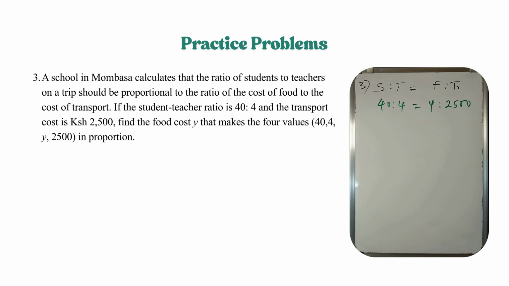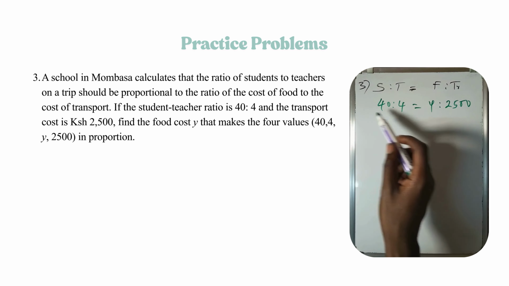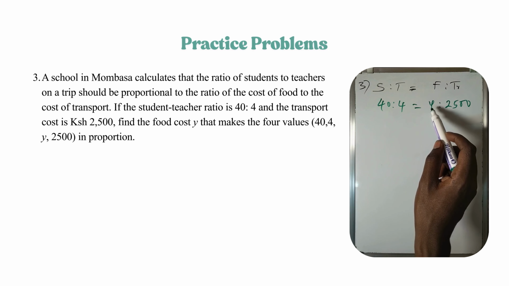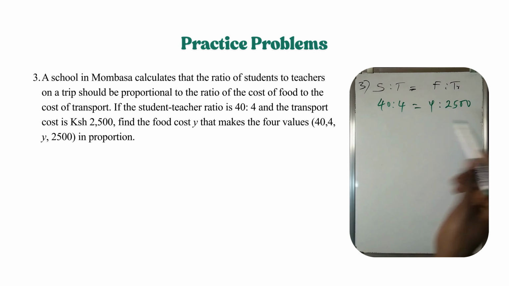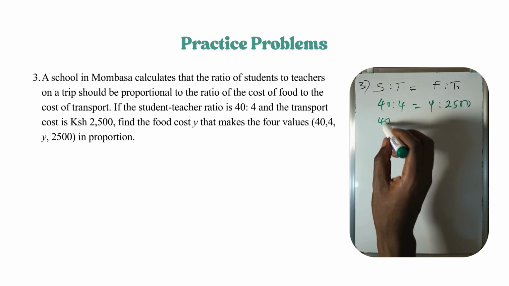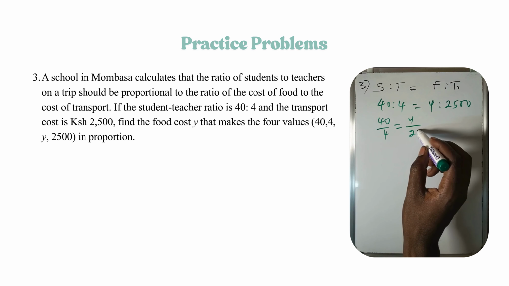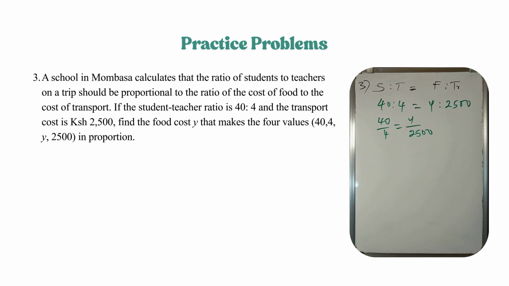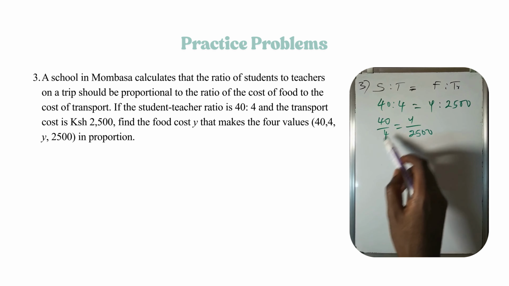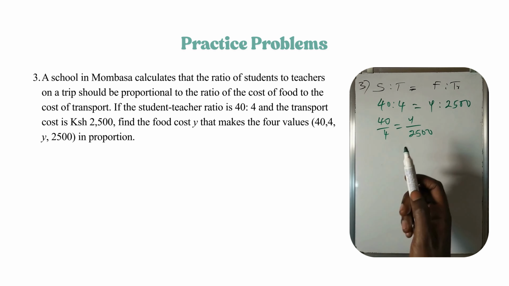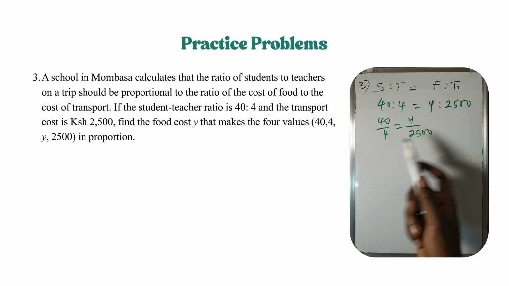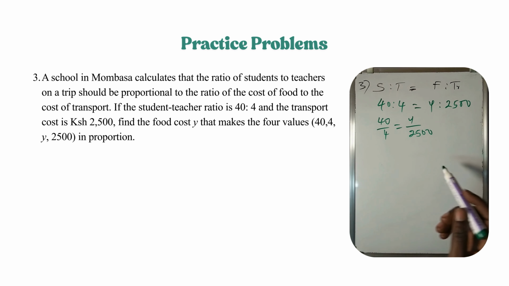So in this case, let's start with the first number in the ratio. The unknown is the first on this side. So we have 40 divided by 4 is the same as Y divided by 2,500. We are going to cross multiply. You can cancel zeros and simplify if you want, but let's just go through it because we have calculators.